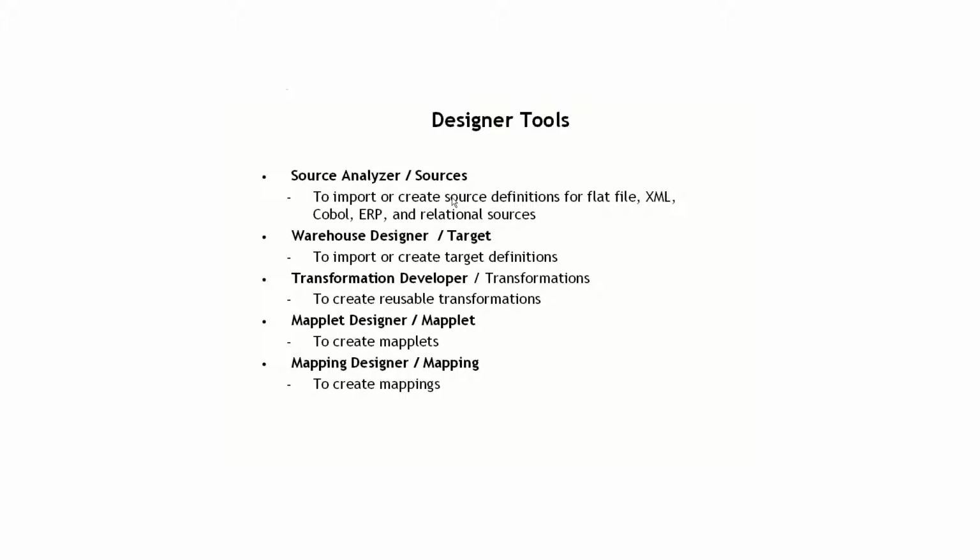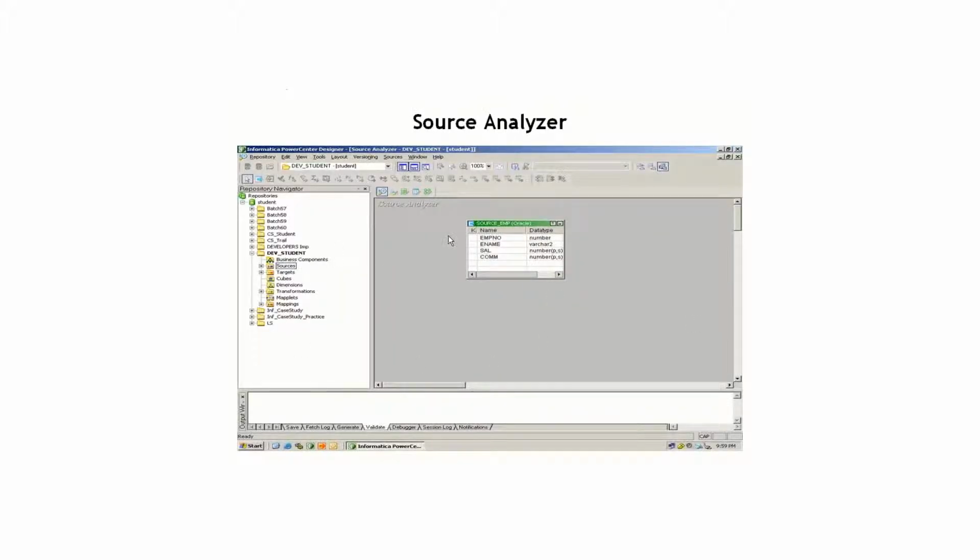In the source analyzer, you import or create a source definition. Your source can be a flat file, an XML file, a COBOL file, or an ERP or relational source. You can define your target under the warehouse designer; you can define it or you can import it. How to create and how to import, we will see now. Transformation developer is for creating reusable transformations, maplets for creating maplets, and mapping designer for creating mappings. So this is the source analyzer where you define the source, which we have discussed just now.